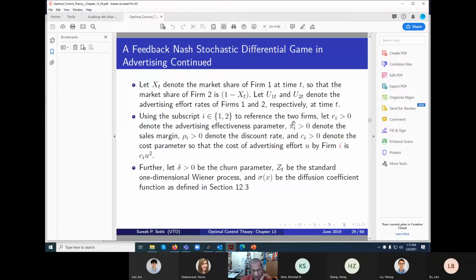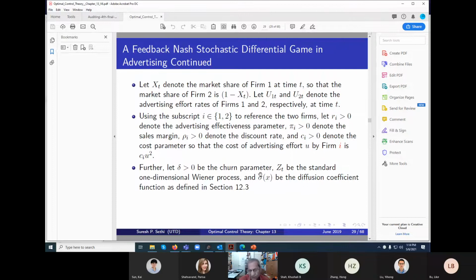We let Ri denote the effectiveness parameter for the ith firm, Pi I is the sales margin, rho I is the discount rate, and Ci bigger than 0 is the cost parameter of advertising effort. And we assume the advertising cost is convex, which means the diminishing marginal effectiveness of advertising. You can either have a dollar value in the objective function and then have a square root of that in the dynamics, or we can have the effort in the dynamics and the dollar value be the square. So they're equivalent.